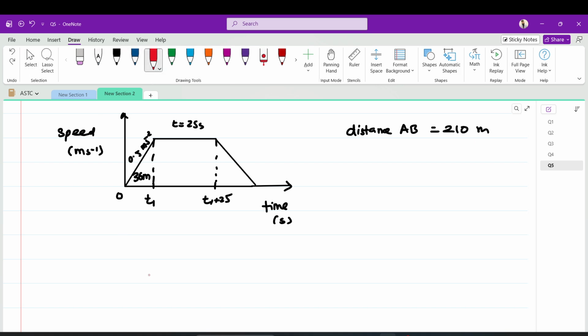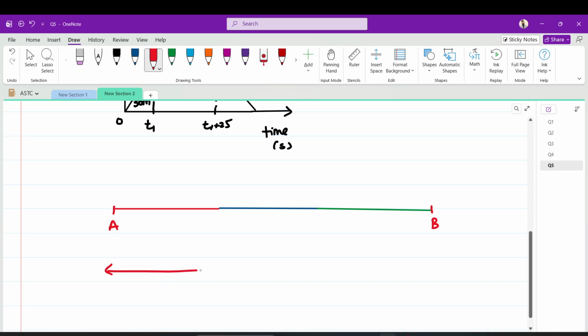So there are three stages, right? Let me draw three straight lines in different colors, so it is quite visible. Now the first part of the journey, what do we know? This is your point A and this is point B. The total distance from point A all the way to point B is 210 meters. That's what we know.